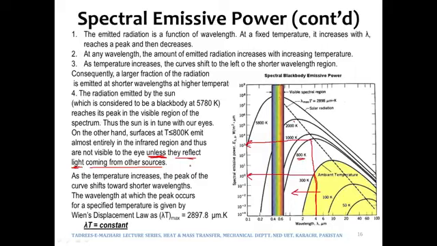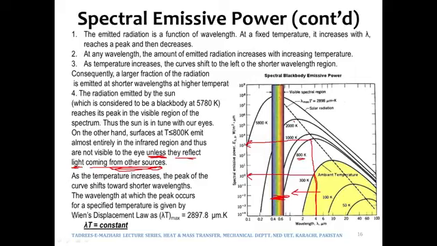So we would not be able to see them unless they reflect the light, unless they reflect some of the radiation in this visible band. And where will it come from? From other sources such as the sun, or such as tube lights or bulbs or LEDs, things like that.